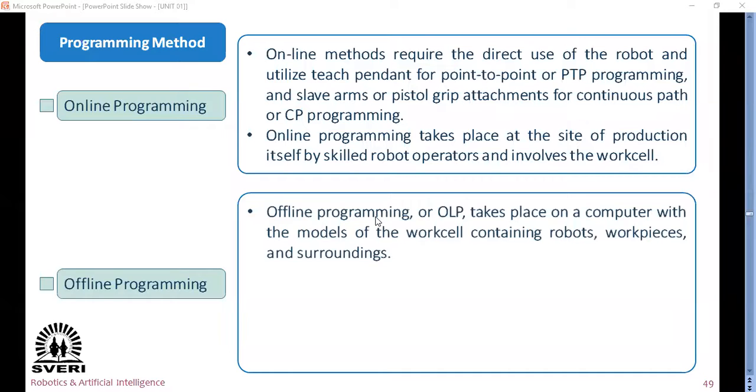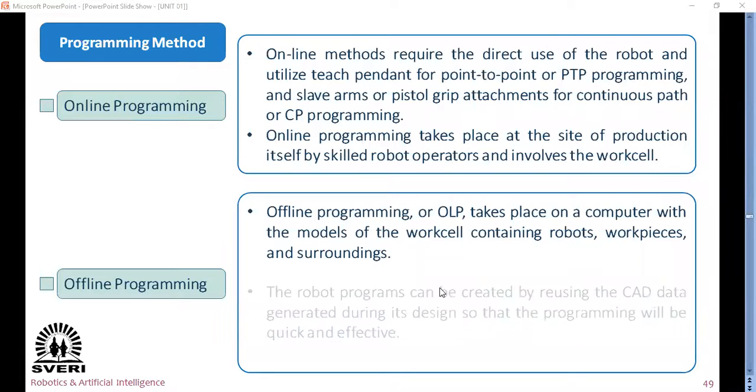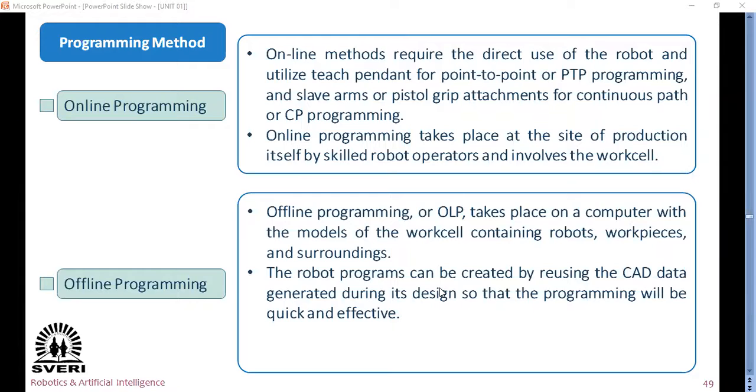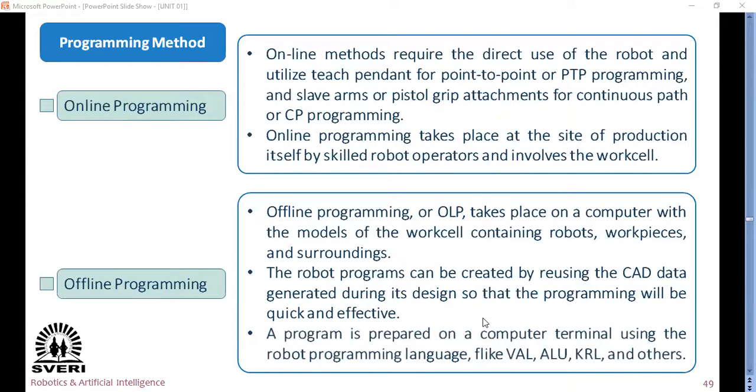Offline programming or OLP takes place on a computer with the models of the work cell containing robots, workpieces, and surroundings. The robot programs can be created by reusing the CAD data generated during its design so that the programming will be quick and effective. A program is prepared on a computer terminal using robot programming languages like VAL, FAL, ALU, KRL, and others. We are going to see some introduction of these languages.